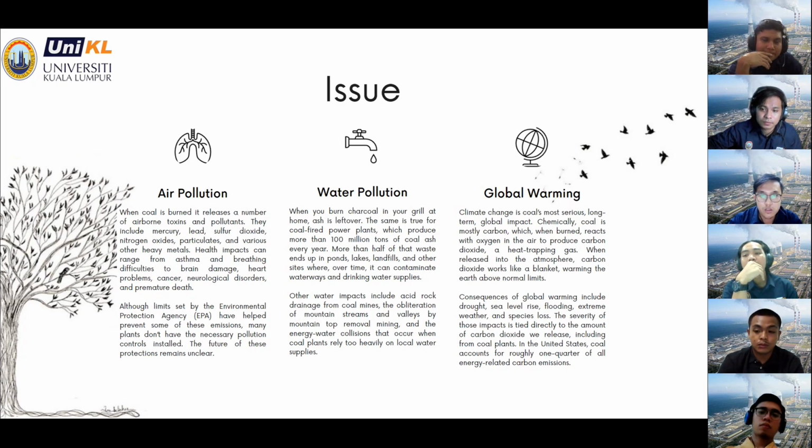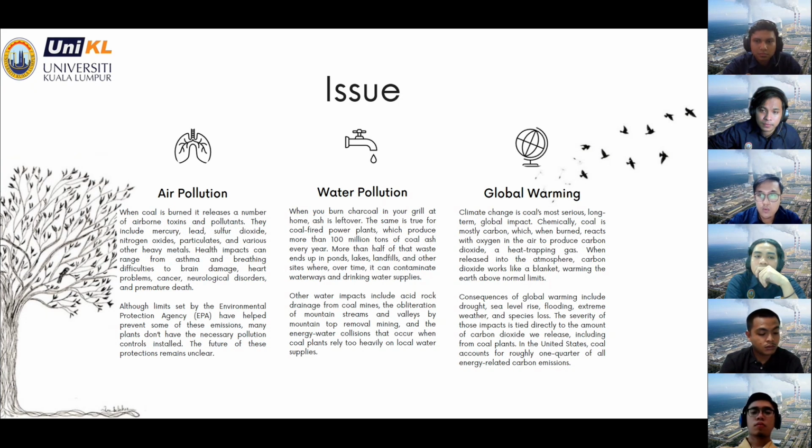The second issue is water pollution. When you burn charcoal in a grill at home, ash is left over. The same is true for coal-fired power plants, which produce more than 100 tons of coal ash every year. More than half of that waste ends up in ponds, lakes, landfills, and other sites where over time it contaminates waterways and drinking water supplies.